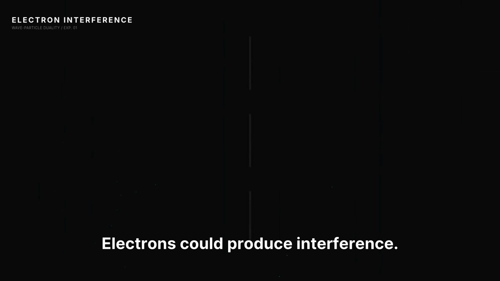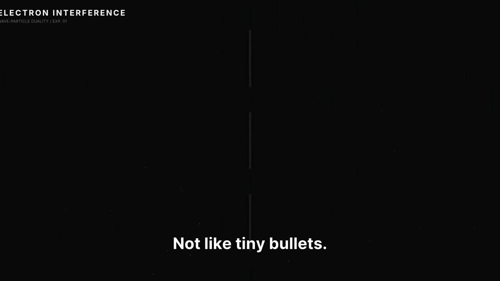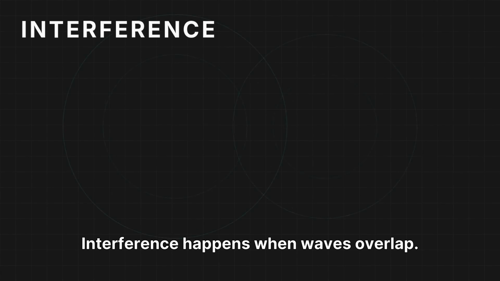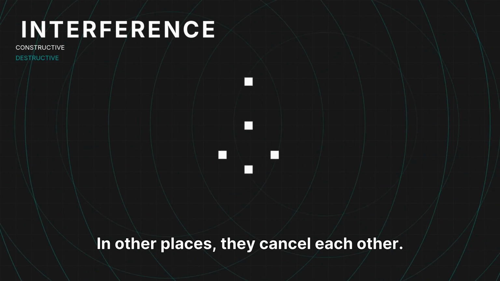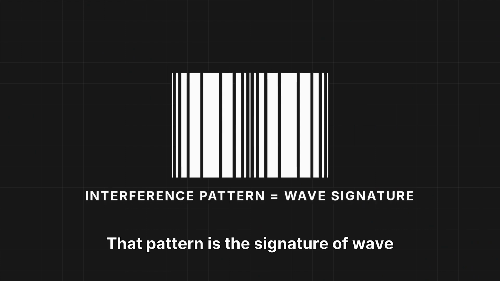Then experiments began to reveal the impossible. Electrons could produce interference, not like tiny bullets, like waves. Interference happens when waves overlap. In some places, they reinforce each other. In other places, they cancel each other. This creates a pattern. Bright, dark, bright, dark. That pattern is the signature of wave behavior.